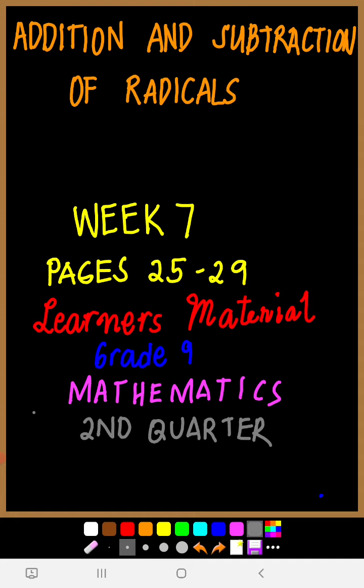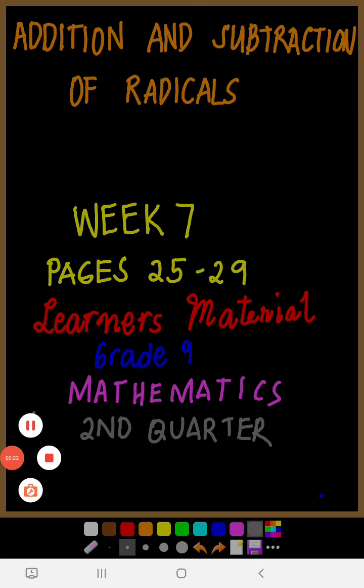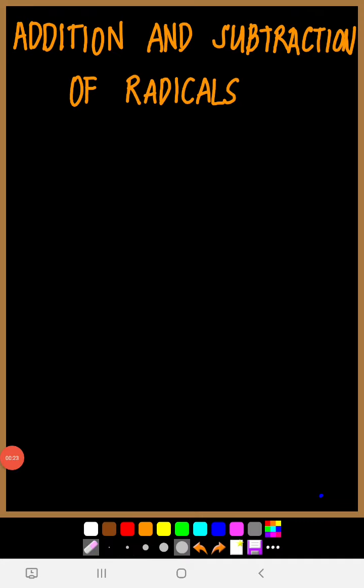So for today's lesson, we are going to discuss addition and subtraction of radicals. This can be found on pages 25 to 29, week 7 of your learner's material in Grade 9 Mathematics for second quarter. So addition and subtraction of radicals is very easy.